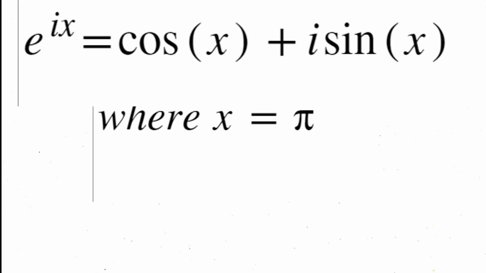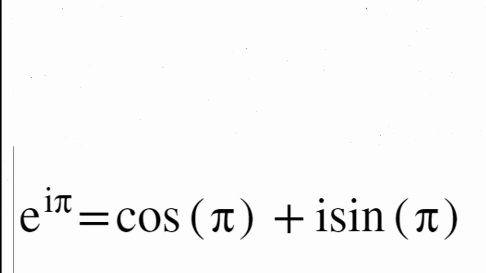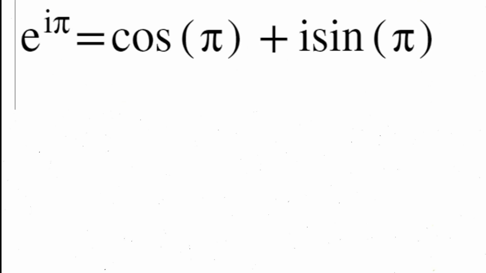If we replace the value x with pi, we will get that e raised to power i pi is equal to cos pi plus i sin pi. Remember, pi is written in terms of radians. 2 pi radians gives us 360 degrees, hence a single pi radian is 180 degrees. If we look for cos pi, we will get it to be -1, and if we look for sine pi, we will get it to be 0.